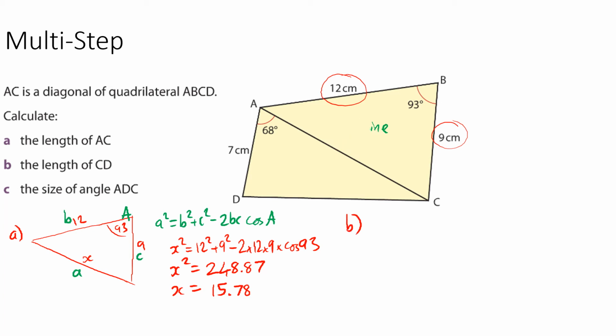Well, for B, let's rub out what we have here. We want to find the length of CD, that's this length over here. We'll call that Y, I suppose. Now we do know that this length here is 15.78. We've worked that out. So thinking about that bottom triangle now, we have got a side, a side, a side, and an angle. This is another cosine question.